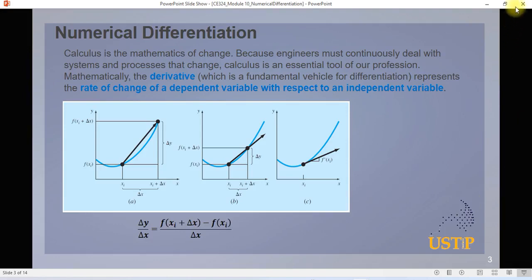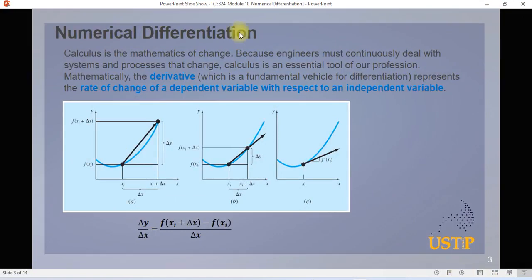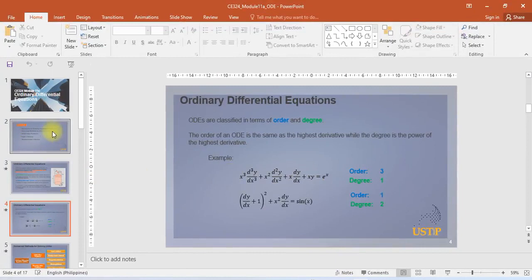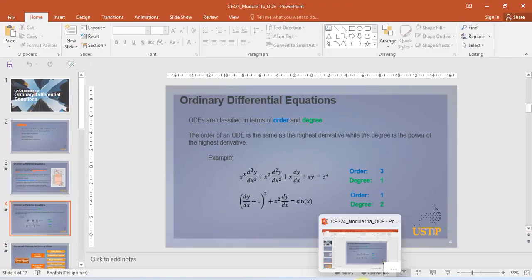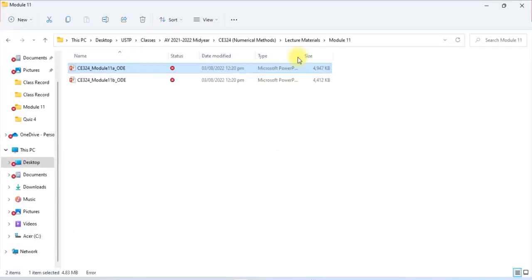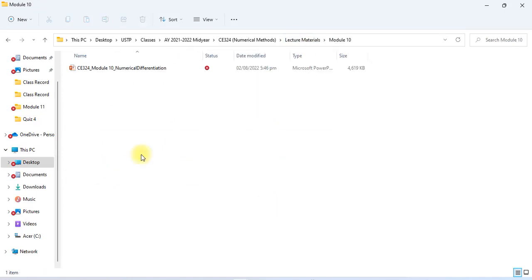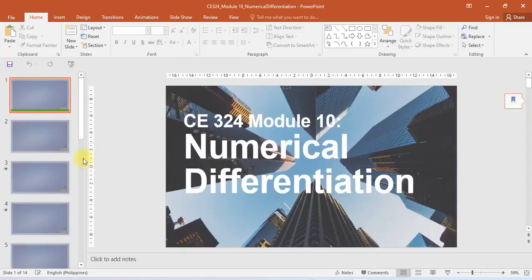Excuse me, I cannot open the file. Sorry for the interruption, but I cannot open the pen function of the file or the slideshow.